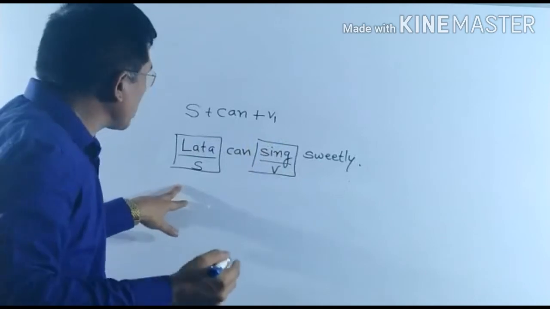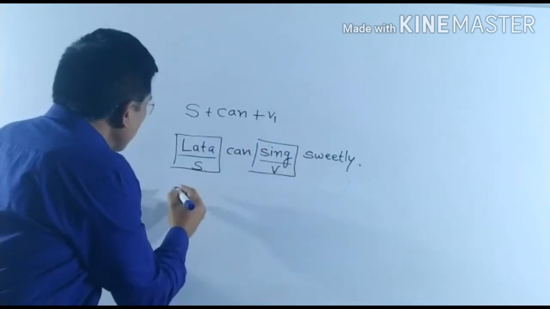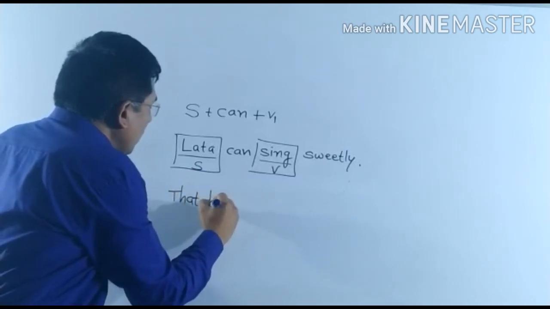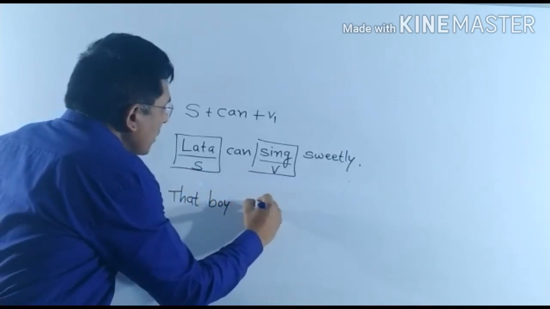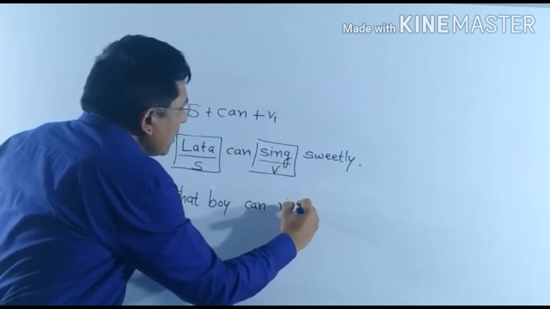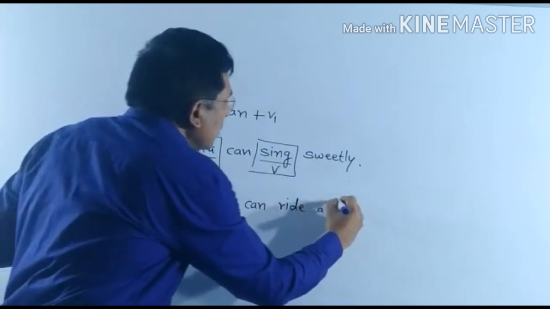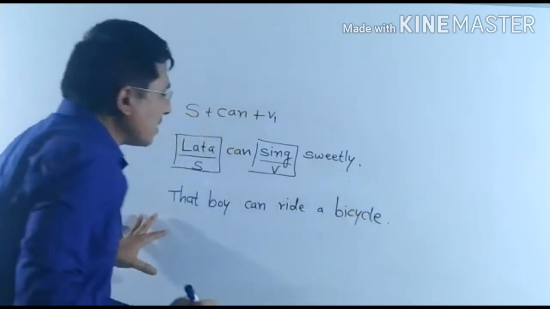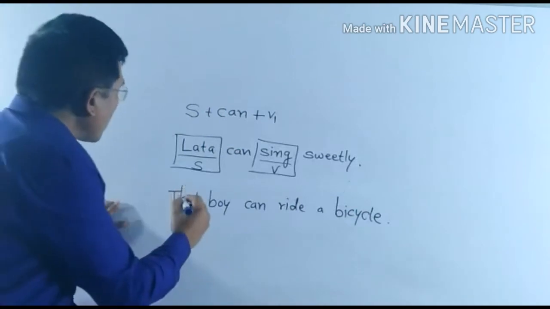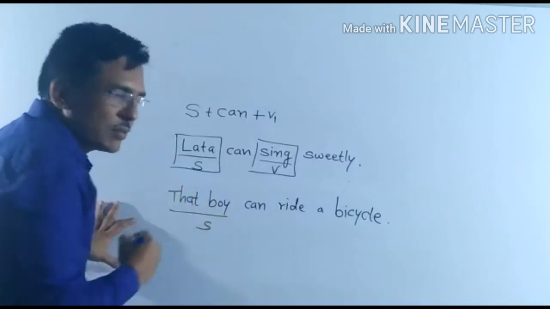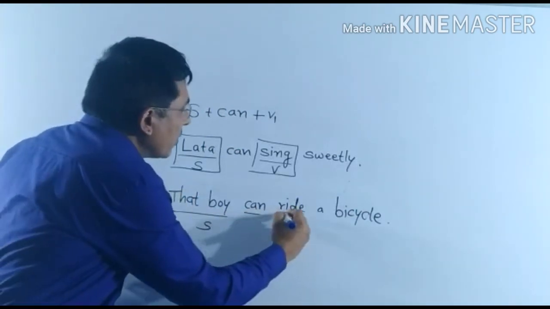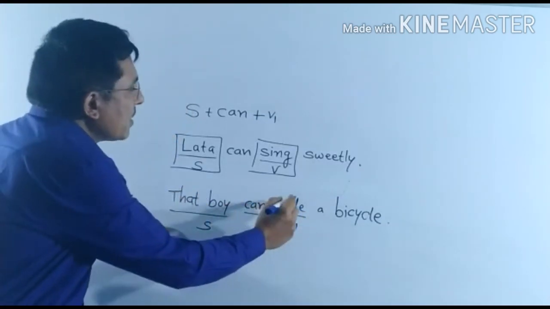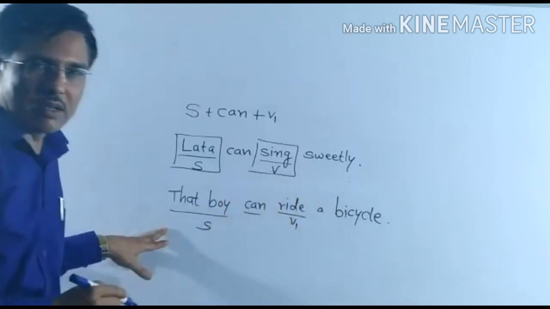Let's take one more sentence. That boy can ride a bicycle. तो मुलगा सायकल चालवू शकतो. That boy, this is the subject. Can is here, verb base form. That boy can ride a bicycle.